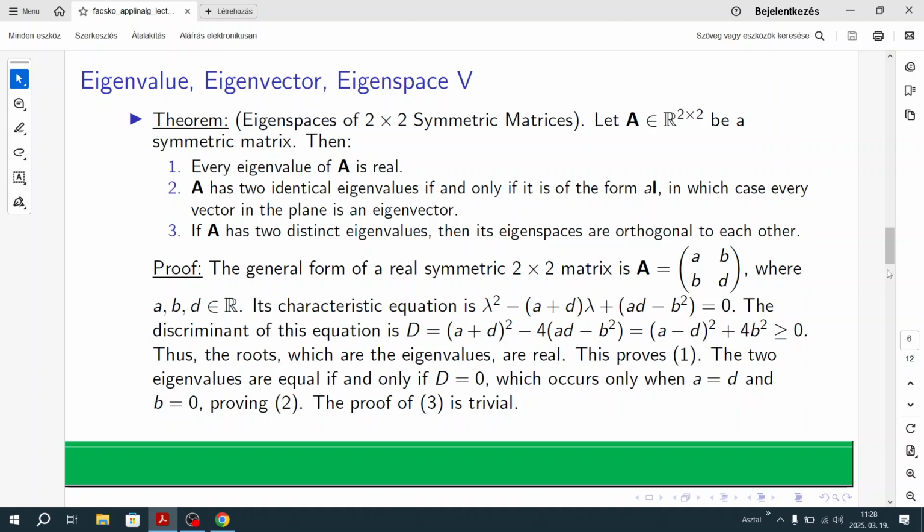And this is better. For 2 times 2 symmetric matrices, the eigenvalues are real. A has 2 identical eigenvalues. And the eigenvectors set a plane. The eigenvectors are orthogonal to each other.